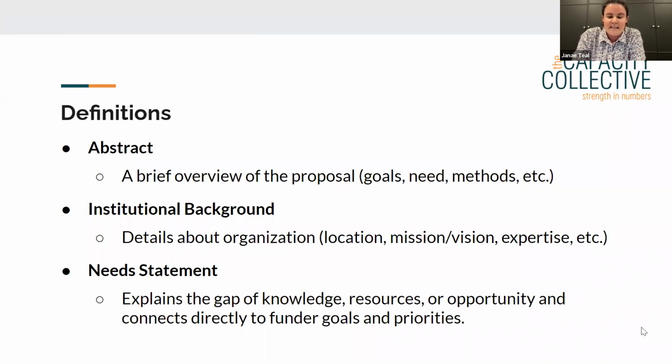But let's define these key three that we're going to talk about today. So the first is the abstract. The abstract is a brief overview of your proposal. It usually identifies your goals, the needs, the methods you plan to use, etc. And it gives the reader, like I said, a high-level overview of what to even expect in your proposal. It highlights the need and then how those in need will benefit.